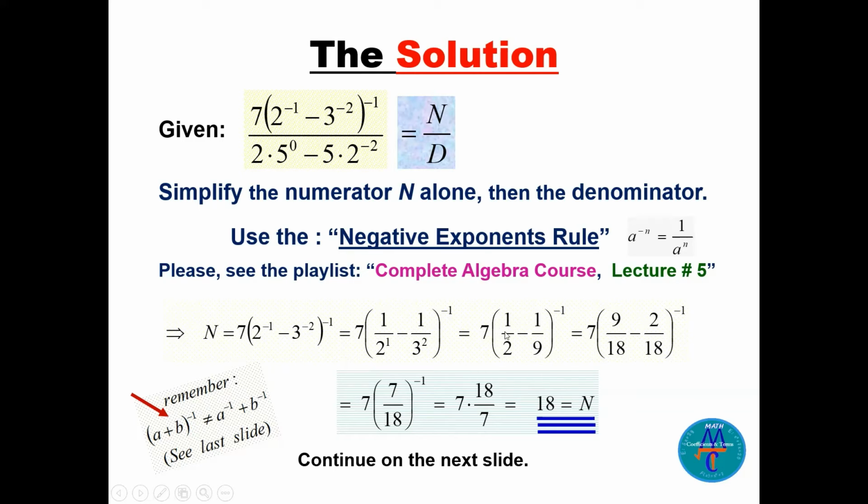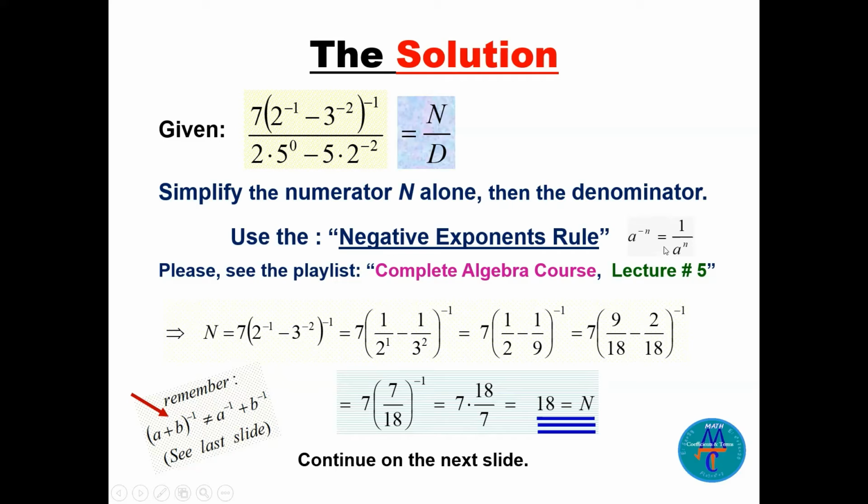Now we have two simple fractions here. We need the least common denominator, which is 18. So 18 divided by 2 is 9, times 1 is 9. 18 divided by 9 is 2, times 1 is 2. So now we have the same denominator and we can subtract. 9 minus 2 is 7, divided by 18, all to the power minus 1.